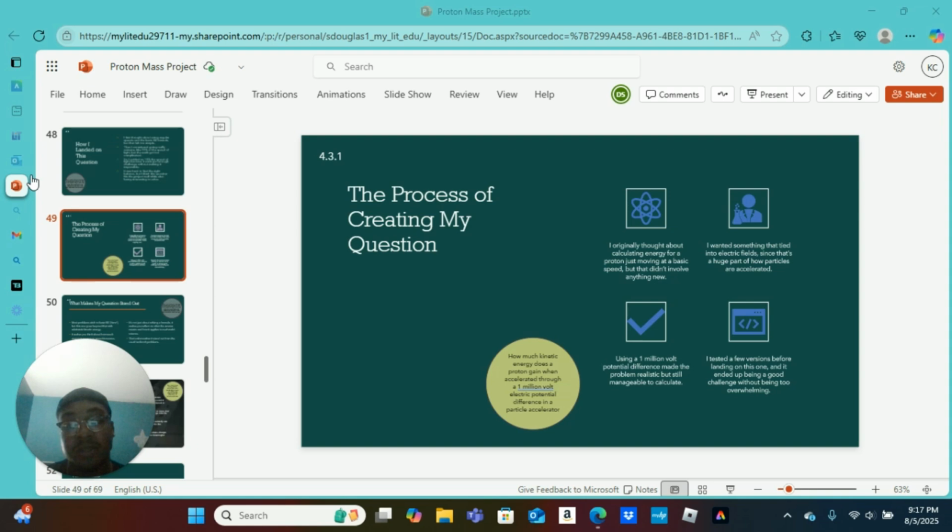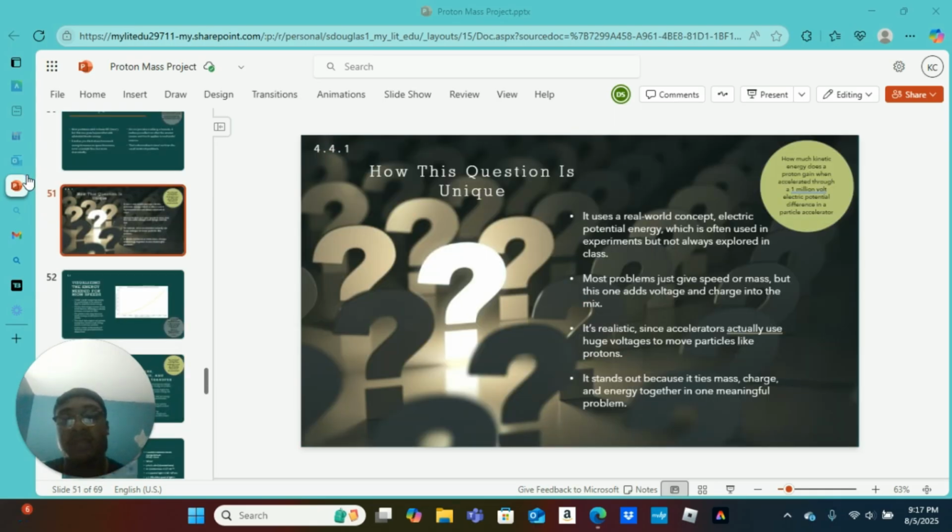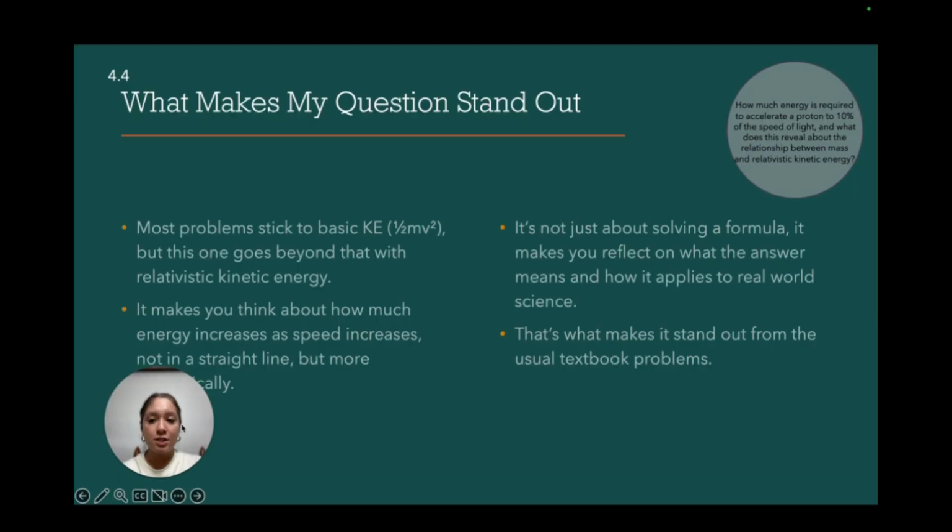So, I went through various steps of creating my question. I originally thought about calculating energy for a proton just moving at a basic speed, but that didn't involve anything new. I wanted something that was tied into electric fields since that's a huge part of how particles are accelerated. Using a 1 million volt potential difference made the problem realistic but still manageable to calculate. I tested a few versions before landing on this one, and it ended up being a good challenge without being too overwhelming. What makes my question stand out?